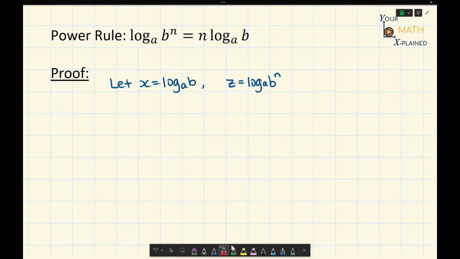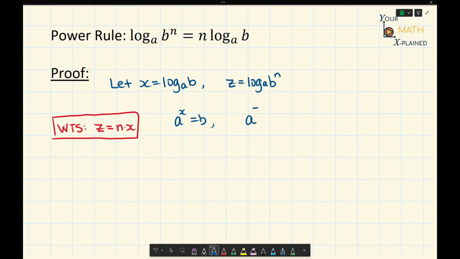And just like the previous question, we're going to write down what we want to show. So we want to show that z is equal to n times x. So we're going to box that. Okay, and just like what we did last question, we're going to use the definition of log to rewrite these two equations so that they are exponential equations. So then the first one, we're going to get a to the power of x is equal to b. And then our second equation, we're going to get a to the power of z is equal to b to the power of n.